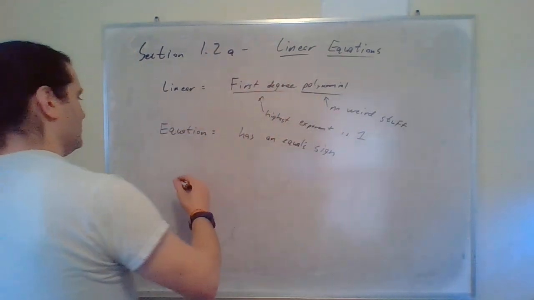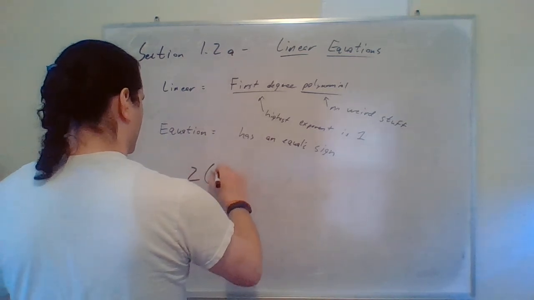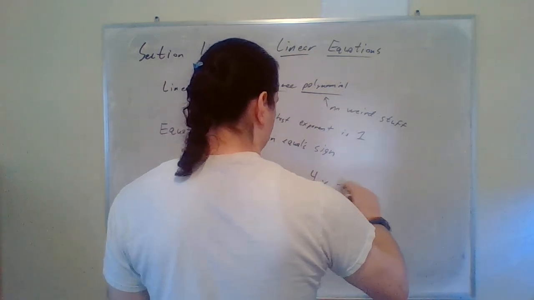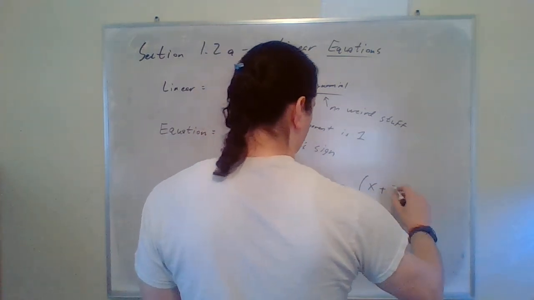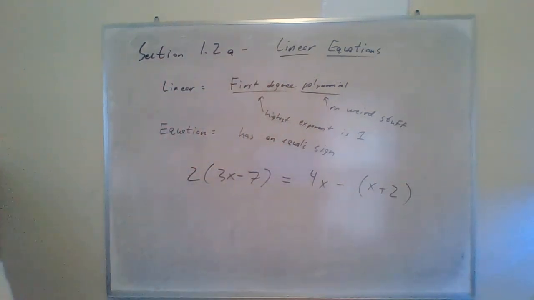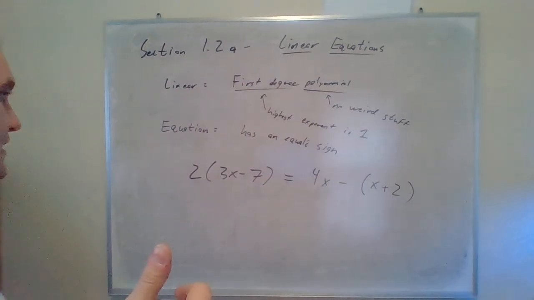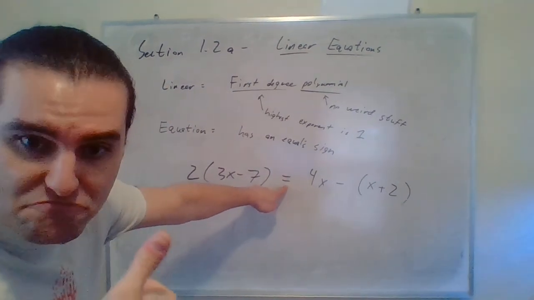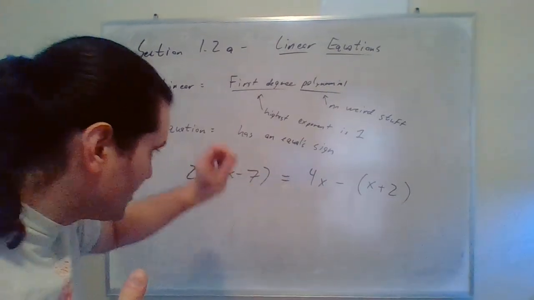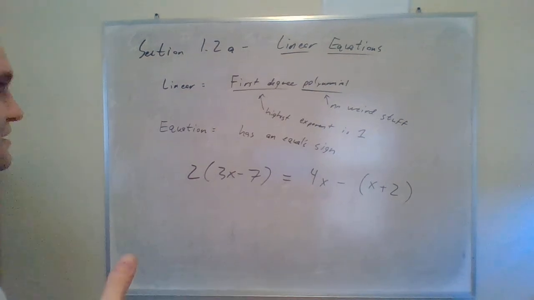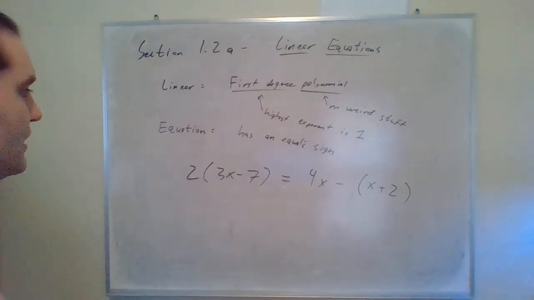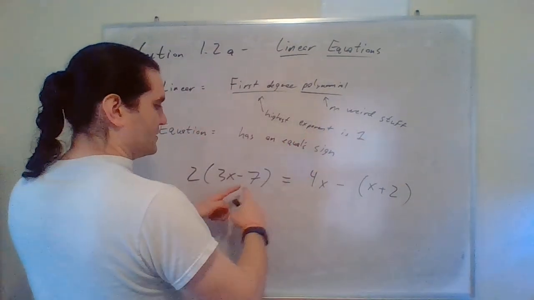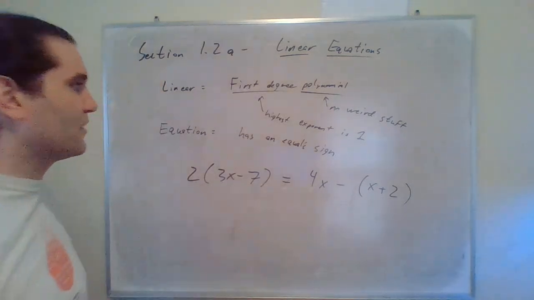So, as an example, we might see something like 2 times (3x minus 7) equals 4x minus (x plus 2). So we can quickly verify that this is in fact some sort of linear equation. We can tell it's an equation because there's an equal sign there. We'll check that off our checklist. We got the equal sign, means it's an equation, we're all set. It's linear because there's no weird stuff, and the highest exponent is 1. Nothing is being squared or cubed or taken to the 4th power.